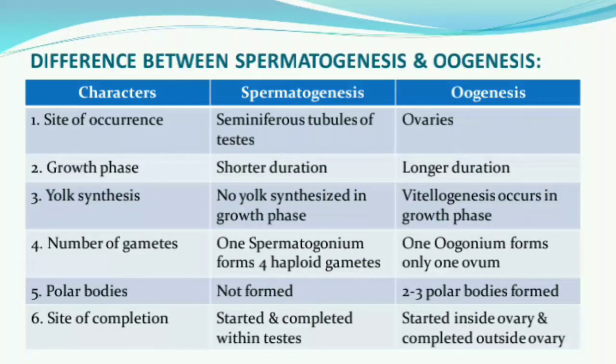In spermatogenesis, no polar body is formed, but in oogenesis, 2 to 3 polar bodies are normally formed. And the site of completion: spermatogenesis starts and is completed within the testis, whereas oogenesis starts inside the ovary and is completed outside the ovary. See, this is a very important question for those who are going to write their board exam. Okay.